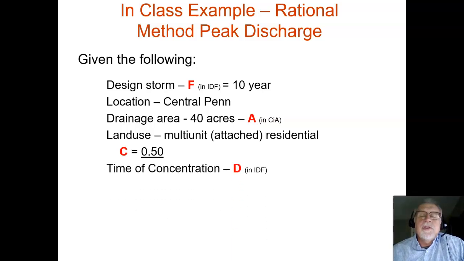Time of concentration, the TC. Now again, there's calculations that go into this, and actually the runoff goes from sheet flow to shallow concentrated flow to channel flow. So there could be a whole lot that goes into this calculation, but I've done that calculation and I've come up with 30 minutes for my time of concentration.